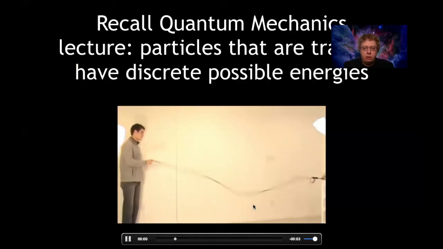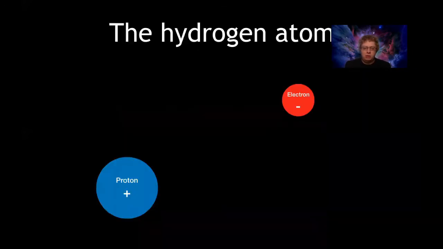All right. So now I want you to recall back to our quantum mechanics lecture, where we learned that particles that are trapped have discrete possible energy levels, just like waves that are trapped between a person's hand and a fixed position on the other side have certain discrete possible levels in which they can vibrate in stationary ways. The hydrogen atom is perhaps the most common trap in our universe for a particle. The reason it's trapped is because the proton and the electron have opposite charges and therefore attract each other.